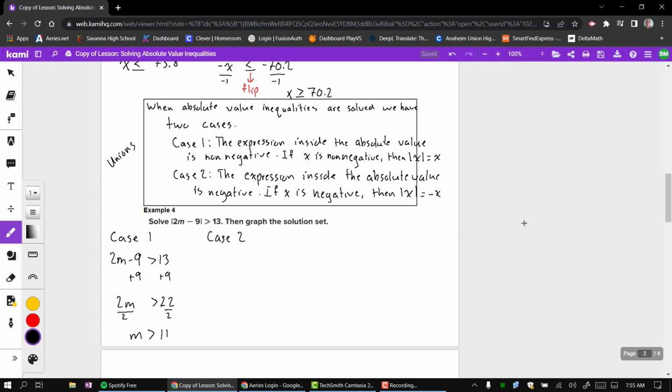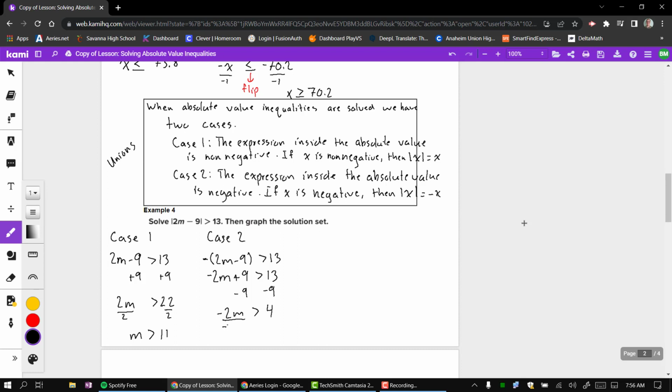Well, with case 2, our expression inside the absolute value is negative. So this is going to give me a negative 2m minus 9, which is greater than 13. So distribute in that negative number. So that gives me negative 2m plus 9 is going to be greater than 13. So I'm going to subtract 9 from both sides. So minus 9 gives me negative 2m is greater than 4.